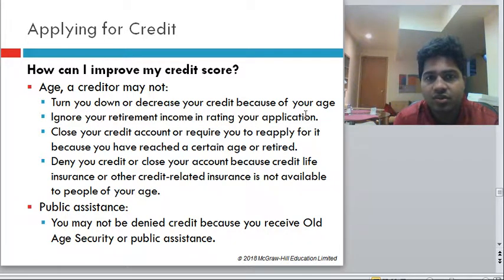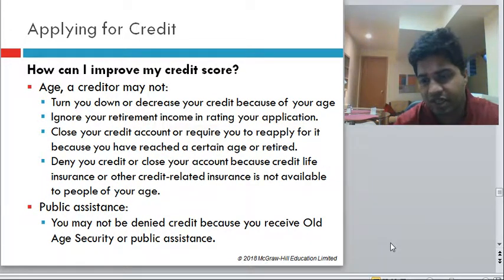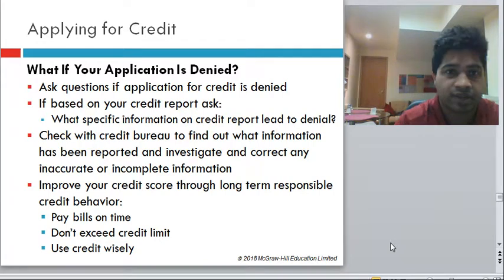How can I improve my credit score? Age: a creditor may not turn down or decrease your credit because of your age. They may not ignore your retirement income, so your retirement income has to be considered when you apply for loans. They may not close your credit account or require you to reapply for it because you have reached a certain age, or deny you credit because of credit life insurance, etc. You may not be denied credit because you receive old age security. So if this happens, you can sue them, because they cannot deny you credit based on your age, because you're retired, or because you get old age security.